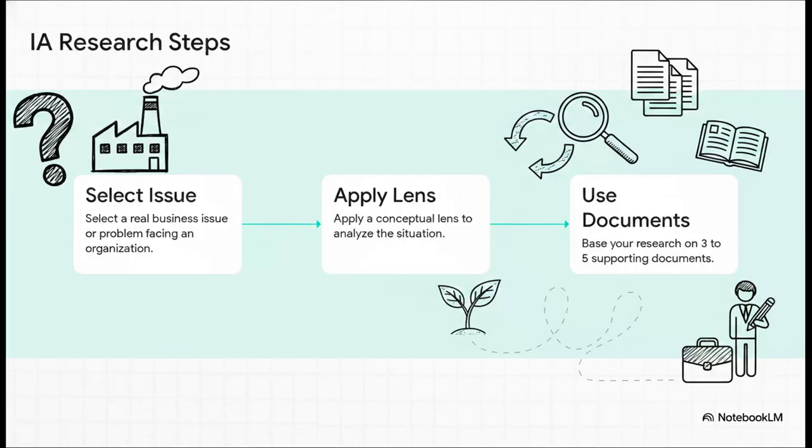Well, the IA is basically a 20-hour journey of totally individualized research. Step 1. The student has to pick a real business issue or problem facing an actual real-world organization. Step 2, they apply one of those conceptual lenses we talked about earlier, like change or sustainability, to analyze what's going on. And step 3, their entire analysis has to be grounded in 3 to 5 specific supporting documents. It's an incredible exercise. Students are actively taking that business toolkit and applying it to a tangible scenario. They're basically acting as strategic consultants.